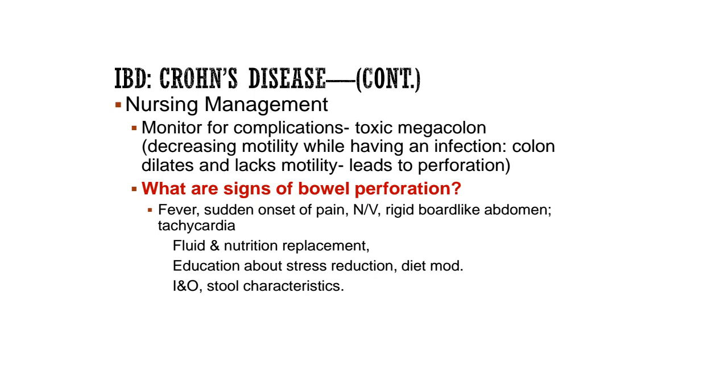For nursing management, we're going to monitor for complications such as toxic megacolon. What happens in toxic megacolon is that there's a decrease in motility while having an infection. So if you have an infection in your colon, it slows down the motility, so the infection just sits there and brews. And as it brews, it releases toxins. The bacteria release toxins, and the toxins inflate with air and carbon dioxide, and it inflates the colon. And that can become dangerous because it can stretch the colon out so much it can perforate. So we'll watch for that abdominal distension and swelling to monitor for that.